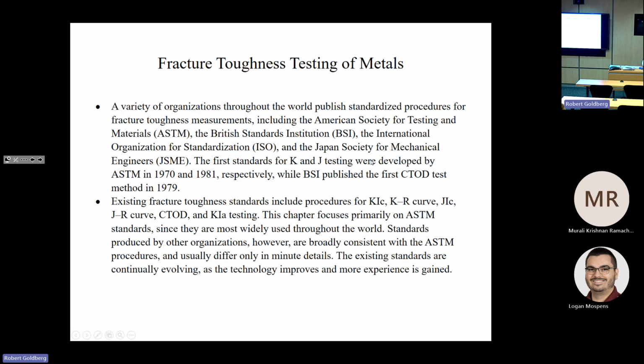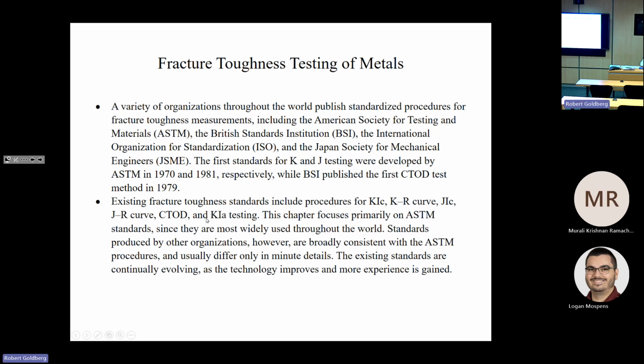And the first standards for K and J testing were developed by ASTM in 1970 and 1981, where the British Standards Institution published the first crack tip opening displacement test method in 1979. So the standards have been around for a while, and it's basically when fracture mechanics started to move from a purely academic exercise to something that people got serious about using for design purposes. That's when the standards organizations got involved and started to come up with standardized tests and standardized methods to determine these critical values.